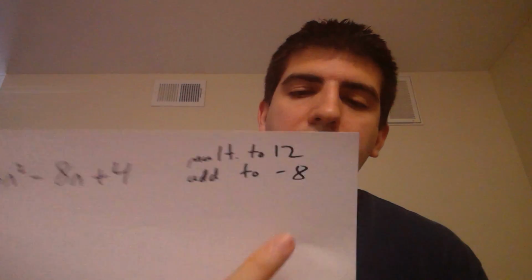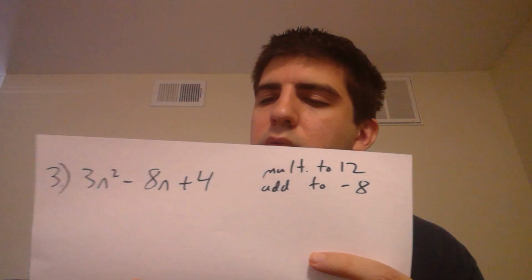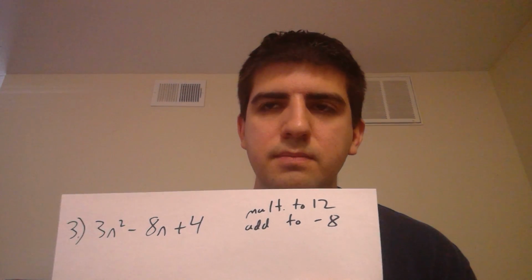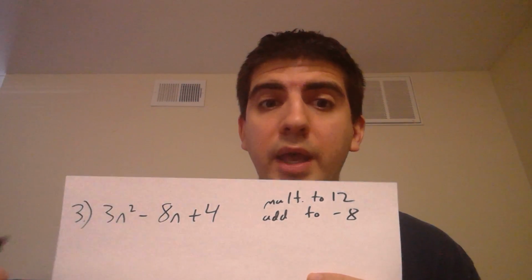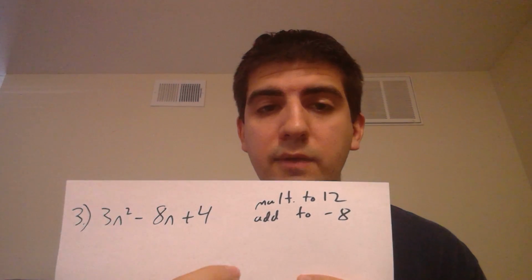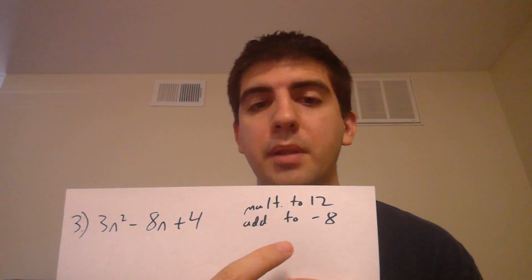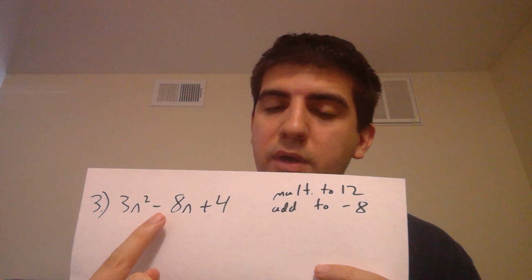Pretty clearly here, guys, because they're going to add to a negative and they're going to multiply to a positive, they're going to have to both be negative. So what are some numbers that multiply to 12? Well, negative 1 and negative 12 do, but they don't combine to negative 8. Negative 2 and negative 6 do, and they actually do combine to negative 8. Negative 2 times negative 6 is 12. Negative 2 plus negative 6 is negative 8. So again, kind of like before, we're going to split up this negative 8 term as those two smaller terms.